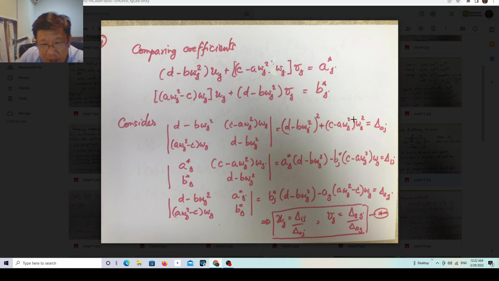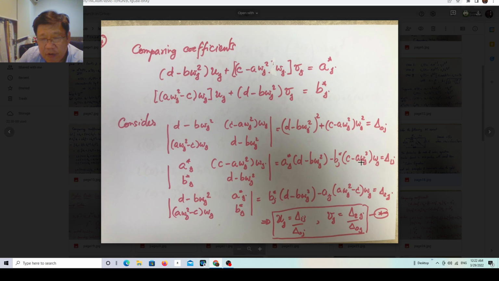The first one here is with this bracket of c minus a times omega j square. All of this needs to be squared when you apply it. And the second one is right here, the term a sub j needs to be a star j, just like this one is minus b star j. This one should be a star j times a times omega j square minus c.